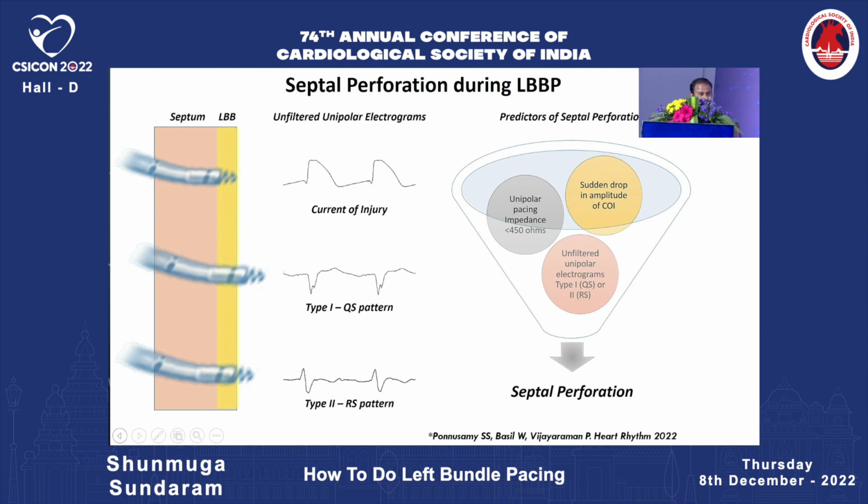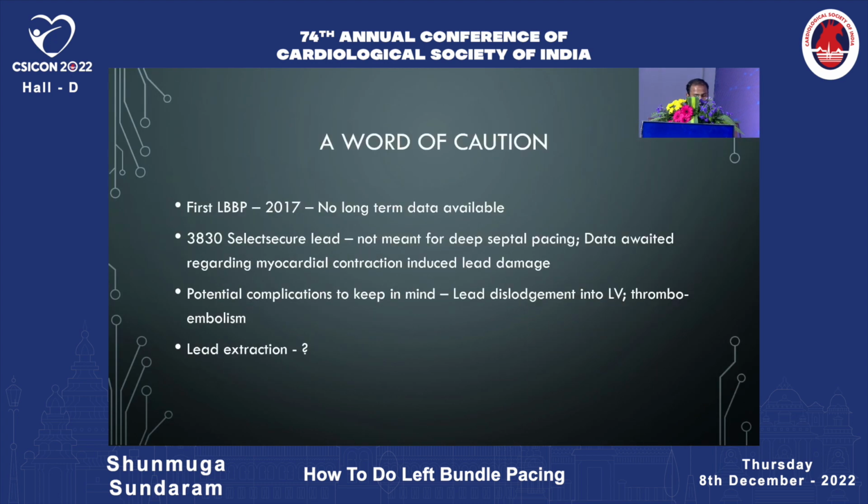Remember, you have to see the impedance in unipolar, not in bipolar, because the anode will actually complicate the scenario. You have to see it in unipolar fashion. So if there is less than 450 ohms, you have to be very careful. If there is a sudden drop in current of injury, which is all the more important, you have to be very careful. Or if the local electrogram is of any one of these 2 patterns, type 1 and type 2, you have to be very careful. So all these 3 indicate septal perforation. Remove the lead immediately, put it at a new site. That is very important because the lead might get dislodged into either LV or RV if you are just pulling it back and leaving it there.